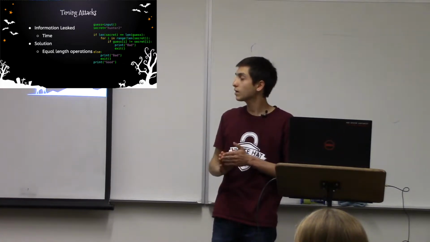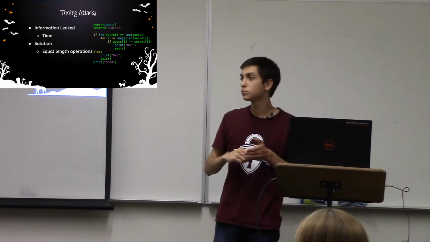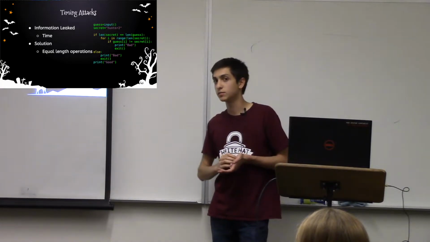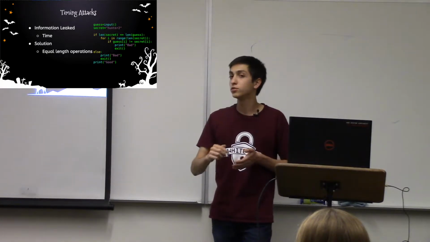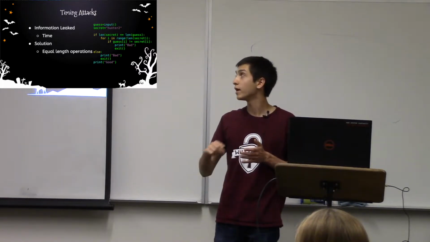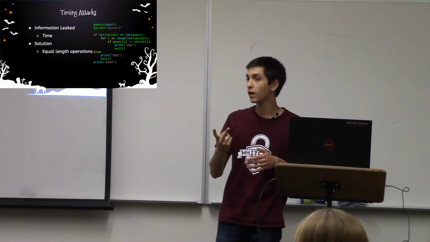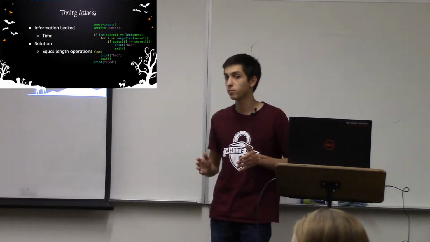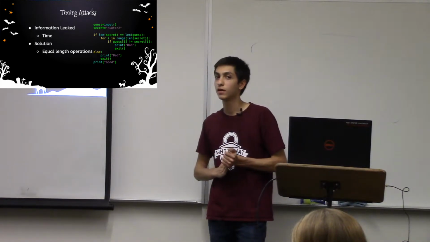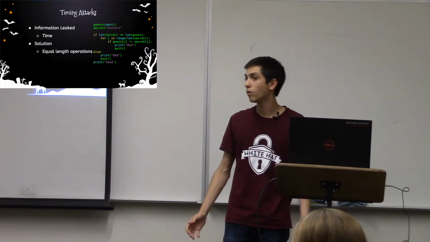So say you guess A. The first time through the loop, it's going to see that those characters don't match, and it's going to exit really quickly. But say your first character was H. It's going to pass that for loop once, and then go back to it again. And so it'll do the loop twice and then exit, which is going to take a little bit more time. And you can keep building that up and going character by character until you have the whole password without actually trying all possible combinations.